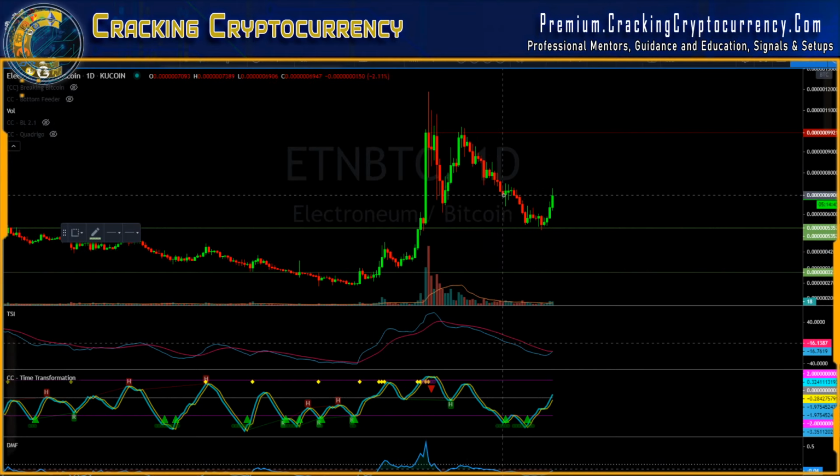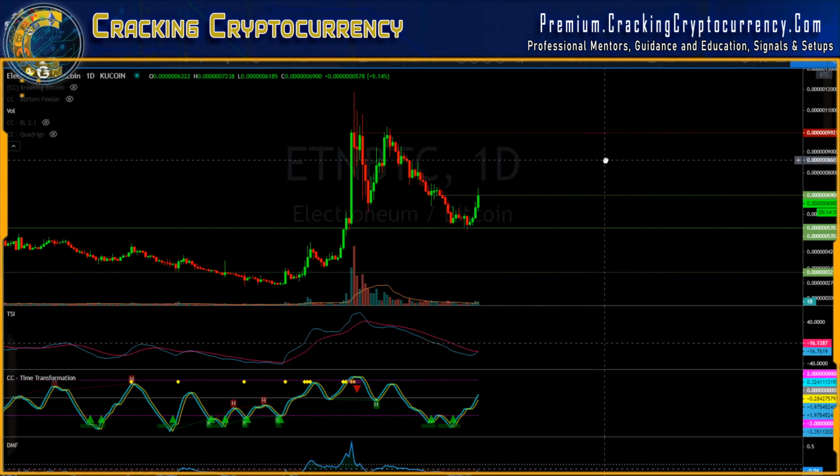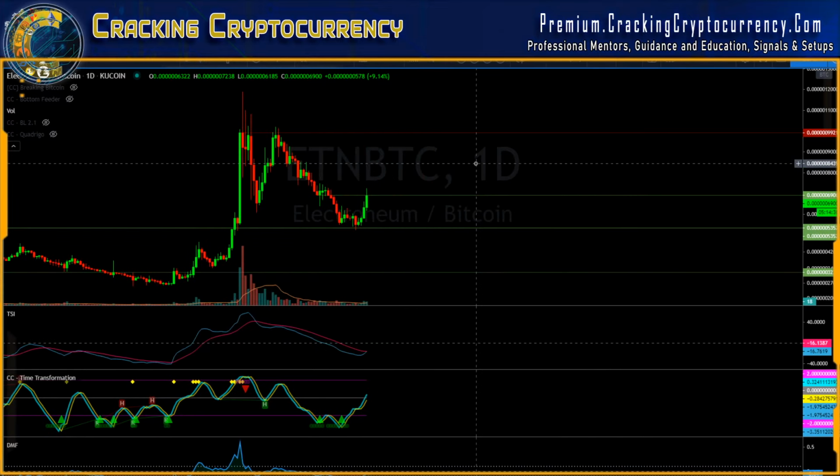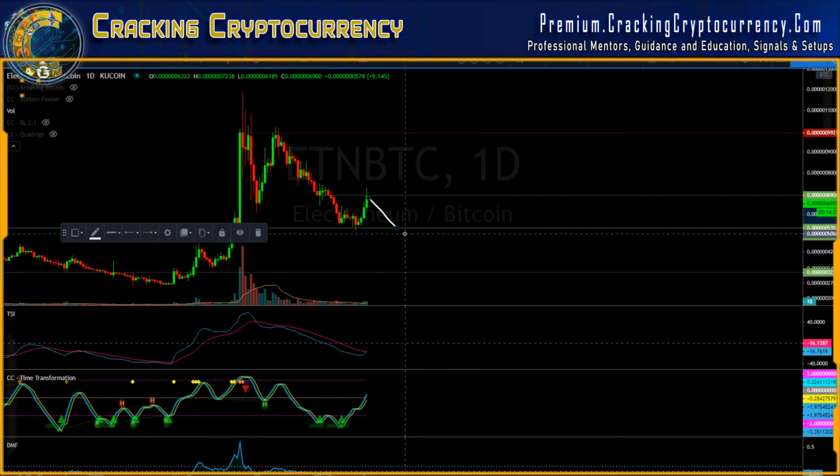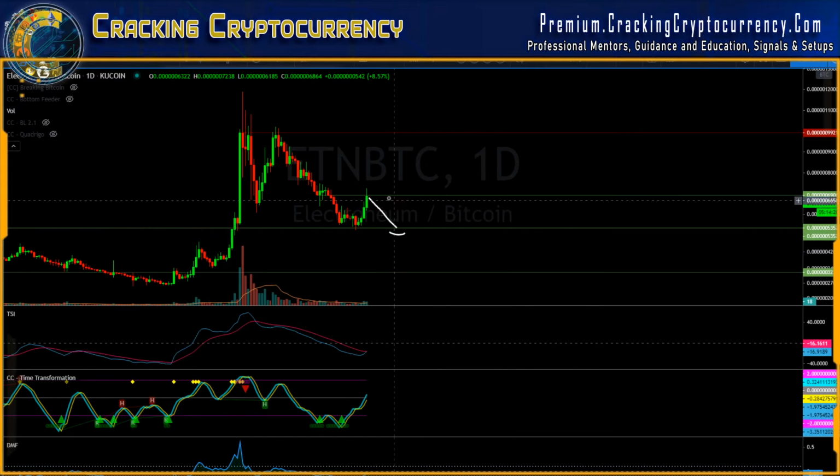So I would like to see a range form between, let's say, 69 and 53 sats. And let's see what kind of price action we can get out of here. But yeah, I would certainly expect to see price sell back down to 53.